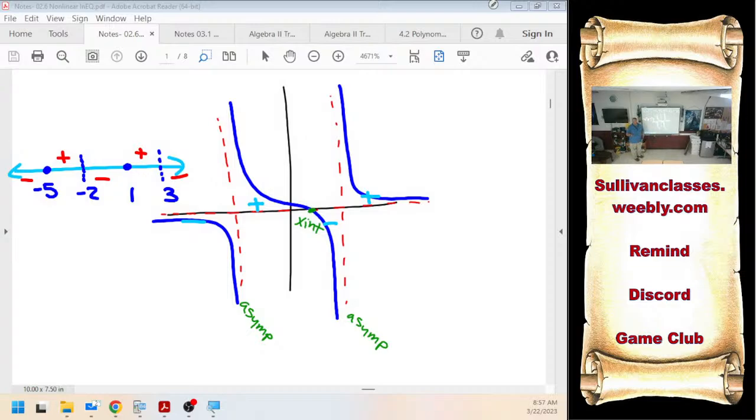Well, where are the x-intercepts in a rational? Zeros of the numerator.